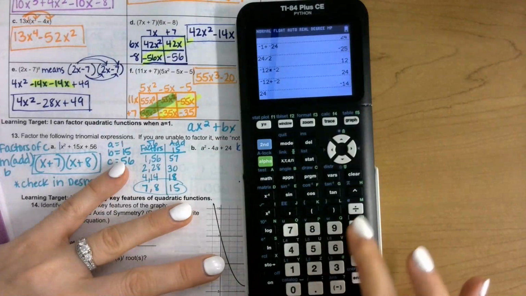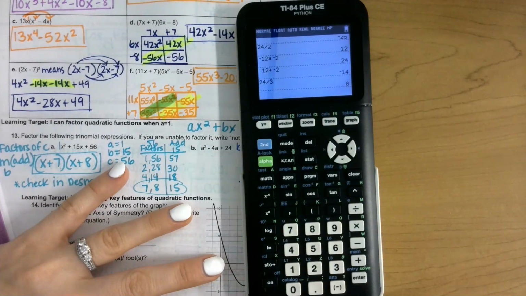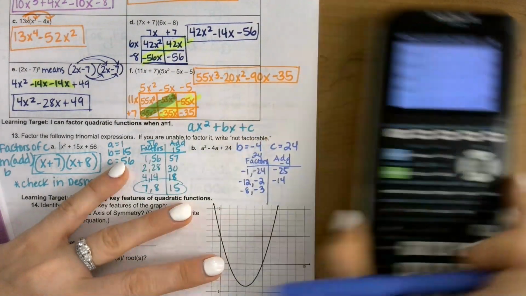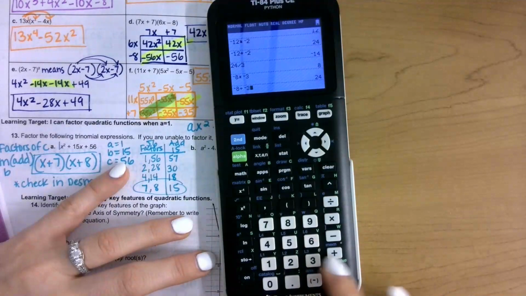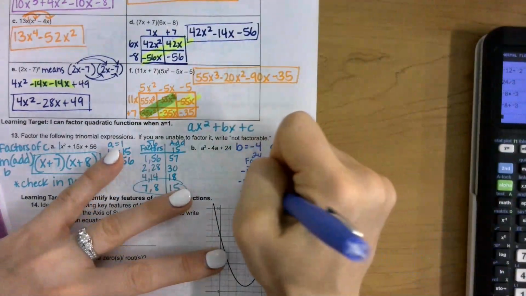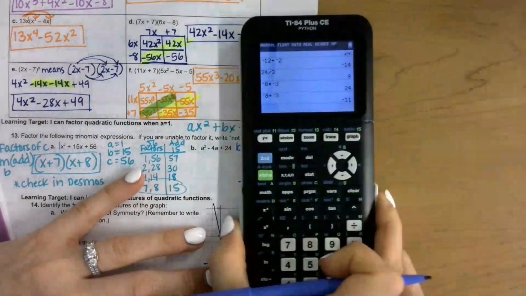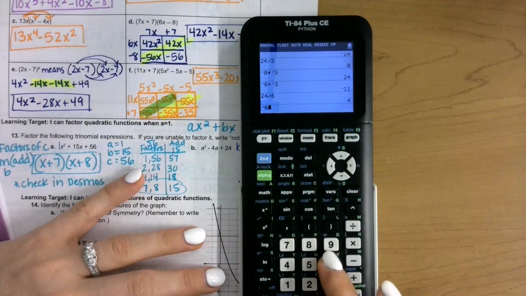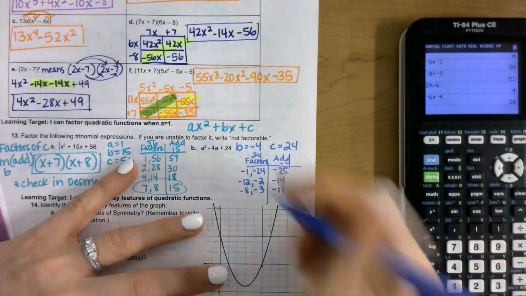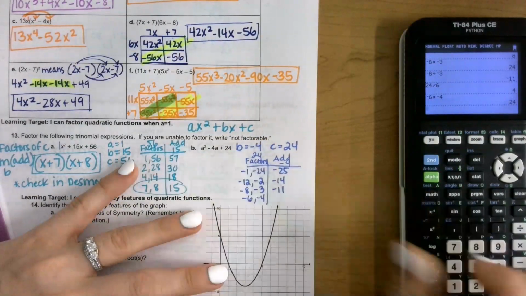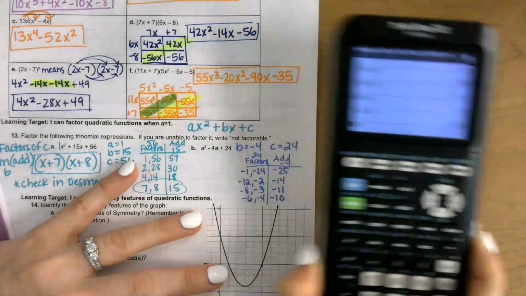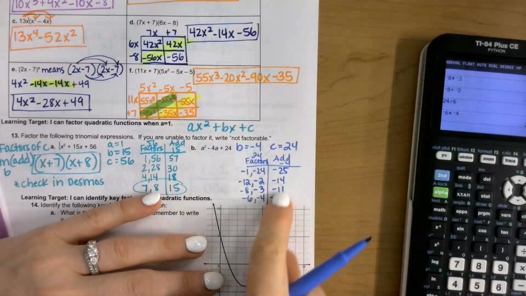All right, 24 divided by 3. So 8 and 3. Negative 8 times negative 3 equals 24. And then negative 8 plus negative 3 is negative 11. We need negative 4. All right, next one. 24 divided by 6, 6 times 4. So negative 6 times negative 4 is positive 24. Negative 6 plus negative 4 is negative 10. Still not working. But our numbers are getting smaller, so let's keep going.